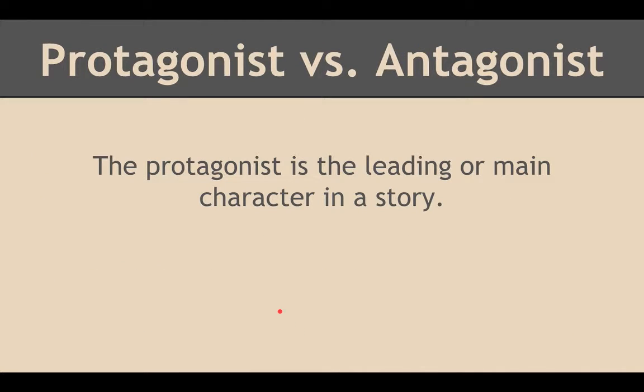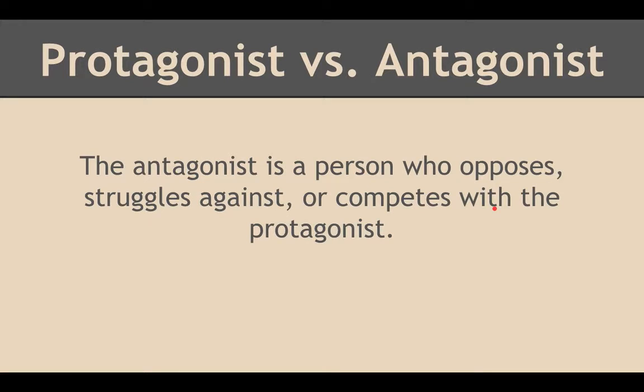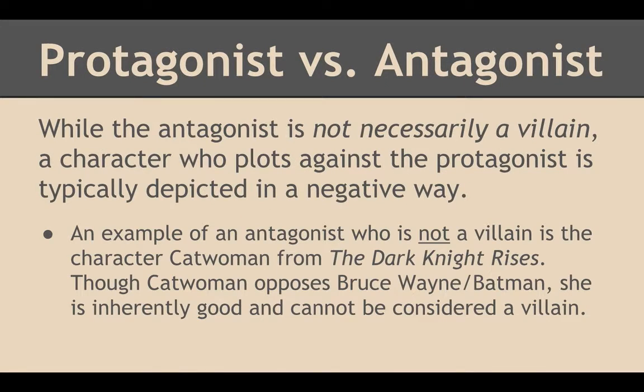Now, what is a protagonist and what is an antagonist? The protagonist is the leading or main character in a story. Hopefully, you've heard that word before. The antagonist is a person who opposes, struggles against, or competes with the protagonist. Now, the antagonist is not necessarily a villain, but usually it is a character who plots against the protagonist, or usually a character who is against the protagonist is depicted in a negative way.